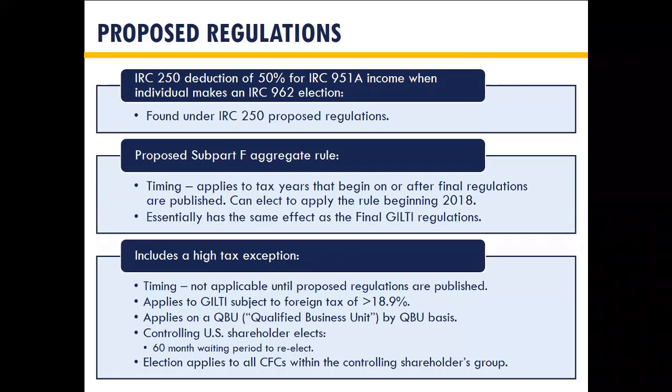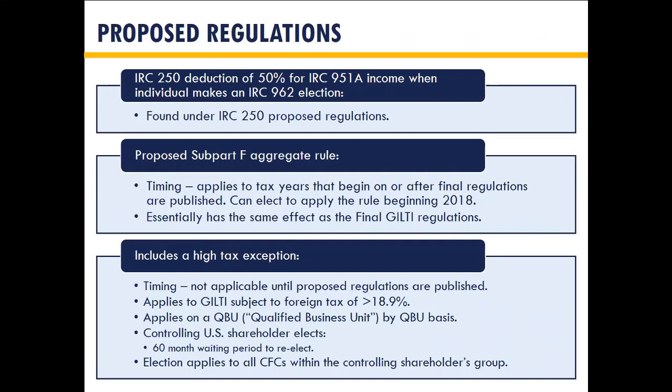Let's jump to the proposed regulations, and I want to highlight just a couple of things. One, for 962 elections, that's for an individual, trust, or estate, they're typically eligible to receive a 50% deduction on that GILTI income, and that's under the proposed rules for Code Section 250. That's of course very favorable, and we'll see that as we walk through some of the modeling. Next is the proposed Subpart F aggregation rule.